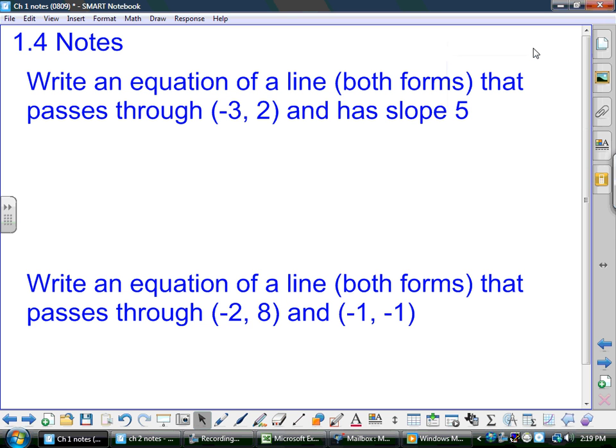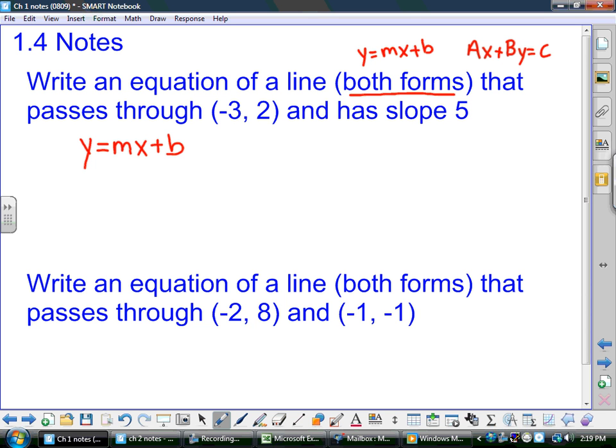When you write the equation of a line, you can answer in several different forms. When I say both forms here, I mean slope-intercept form, y equals mx plus b, and standard form, ax plus by equals c. Usually it's easiest to start in slope-intercept form.